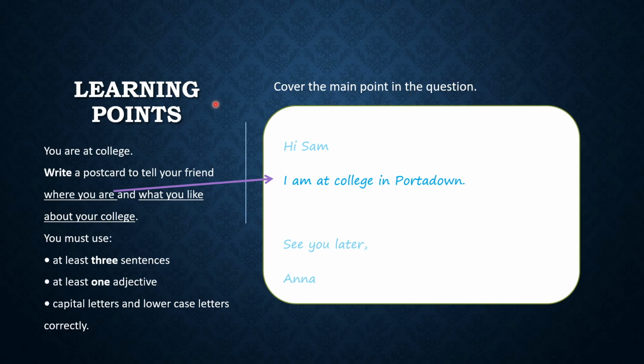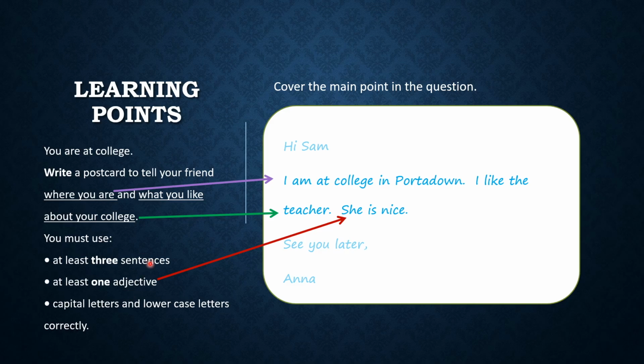The second underlined point is what you like about your college. So you may say something like, "I like the teacher." Now remember, we need to write 3 sentences and 1 adjective, which we haven't done so far. So just adding another simple sentence could be, "She is nice."